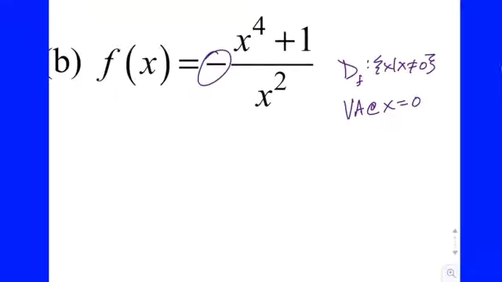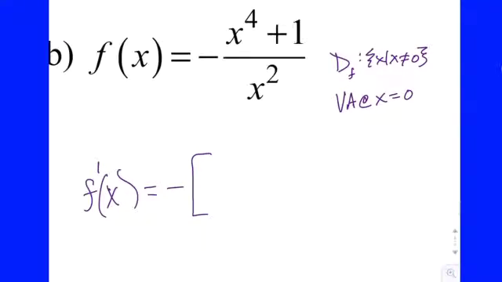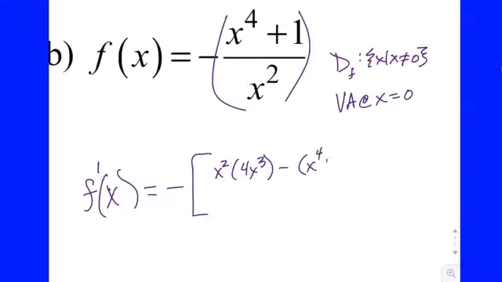So how do you want to handle that negative? You want to leave it up front, or you want to distribute it through the top, or put it in the bottom? Leave it? Yeah, okay. So let's use the low d high rule. F prime of x is negative brackets. Okay, that's what I would do. And then low d high of the rest of it. So you got low is x squared, d high is 4x cubed, low d high minus high d low is minus the quantity x to the 4th plus 1, d low is 2x, all over low low, that's x to the 4th.